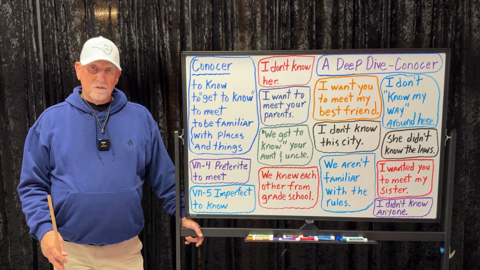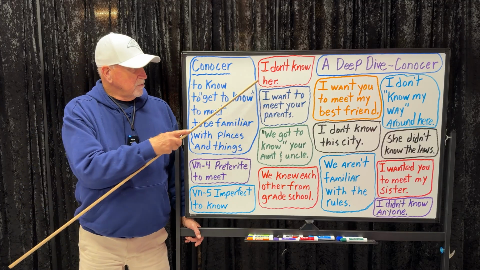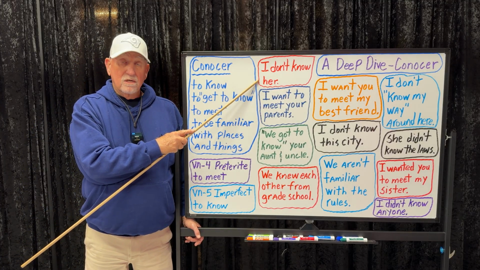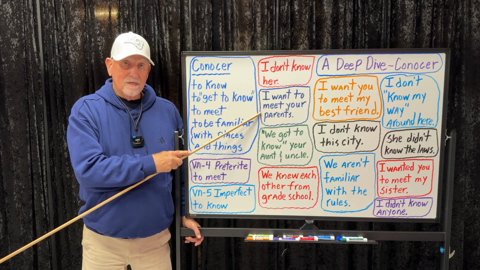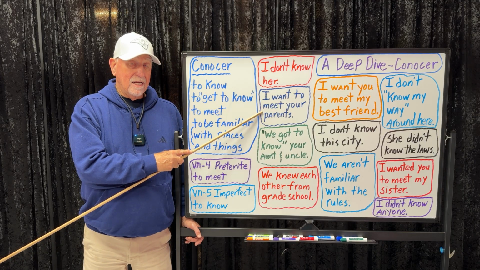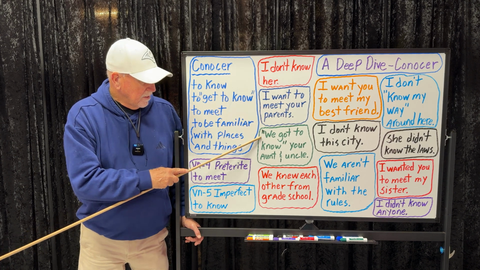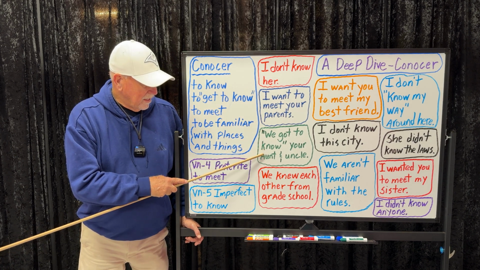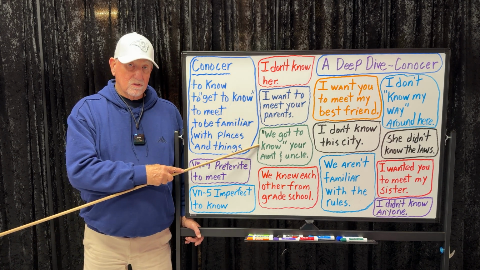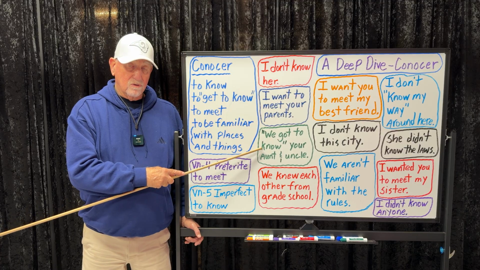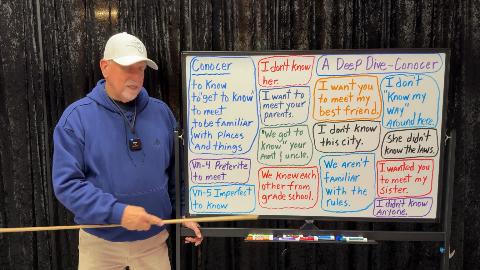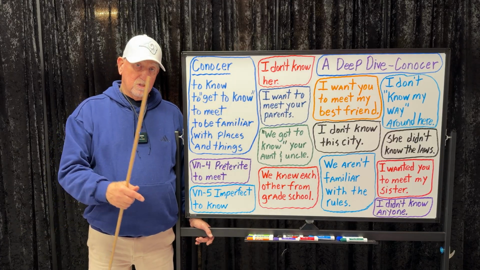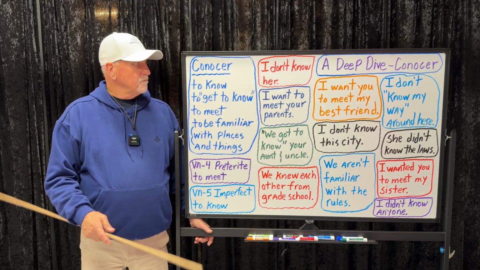Nos conocíamos en la primaria. So here we have, I don't know her. No la conozco. I want to meet your parents. Quiero conocer a tus padres. We got to know your aunt and uncle. Los conocimos a tus tíos, or conocimos a tus tíos. We knew each other from grade school. Nos conocíamos de la primaria.